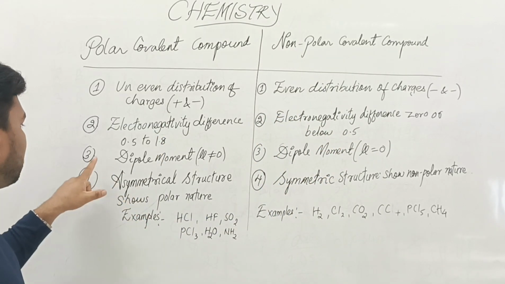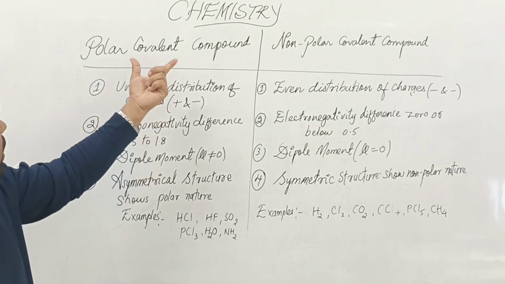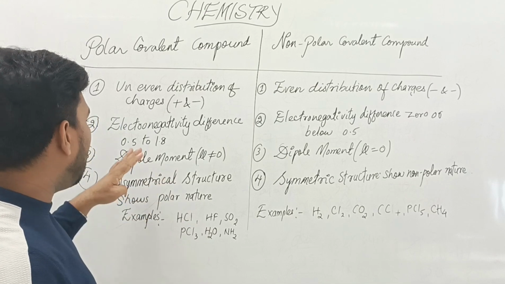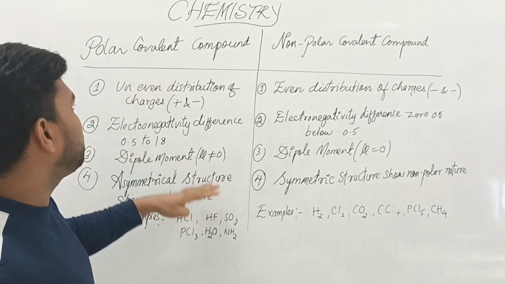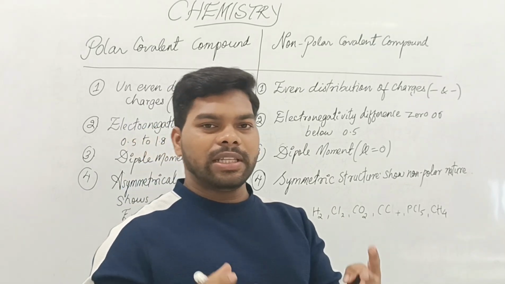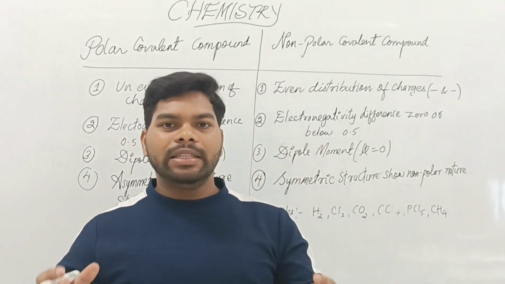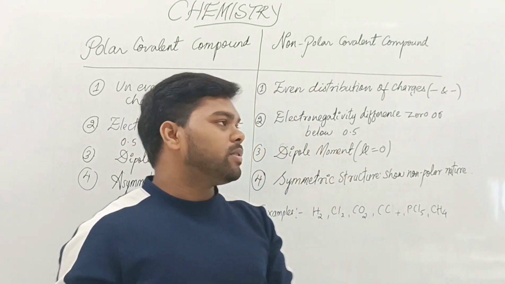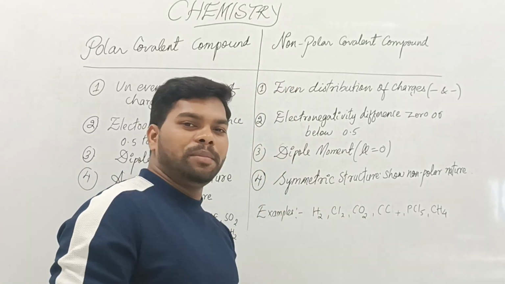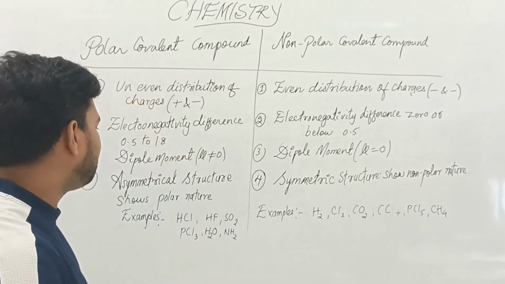Let's get going with the third point. The polar covalent compound depends on the dipole moment. Basically, the dipole moment will not be equal to 0 for polar covalent compounds. What is dipole moment? It's basically the separation of positive and negative charge in the compound. However, for a non-polar compound, the dipole moment will be 0.